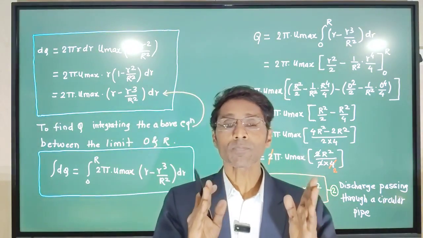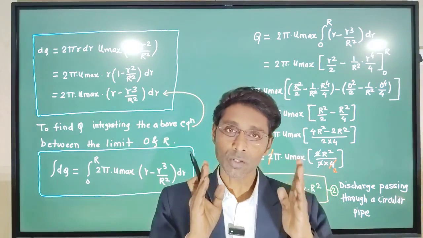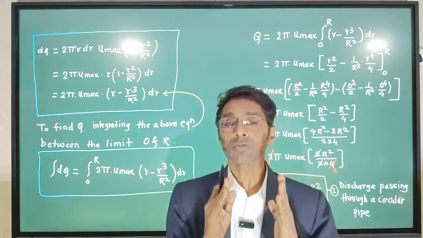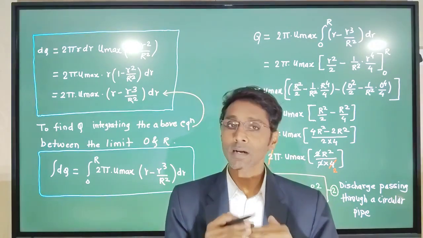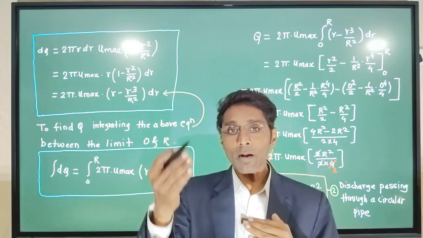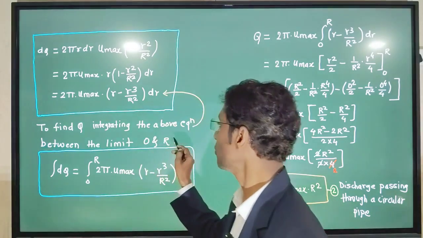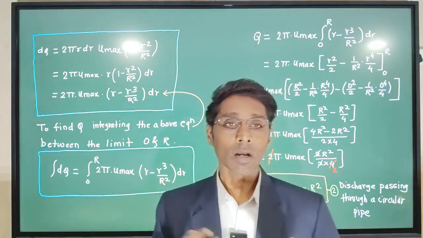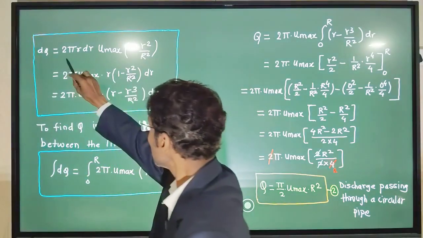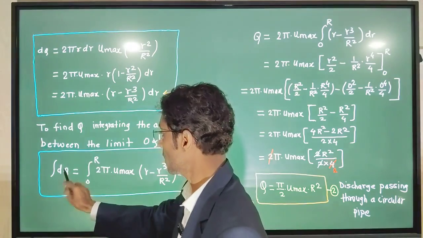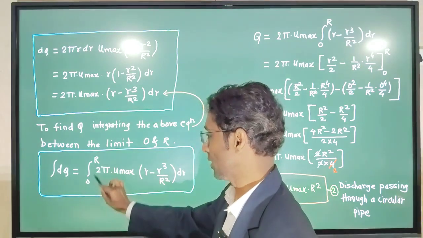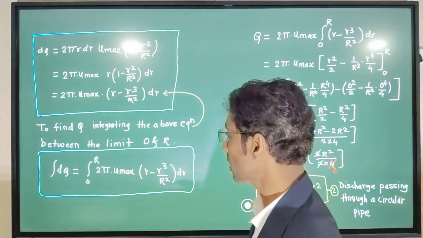To find the discharge passing through the total pipe, that is Q, we have to integrate this equation between two limits. The lower limit we consider as radius 0, that is the center point of the pipe, and the upper limit we consider as the radius of the pipe, capital R, which is shown in the last slide in the diagram. Writing the equation in integration form: integration of dq on the left side, and on the right side this expression in the integration with limits, lower limit 0, upper limit capital R.